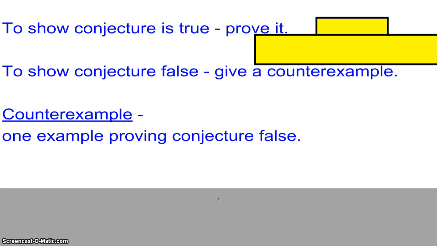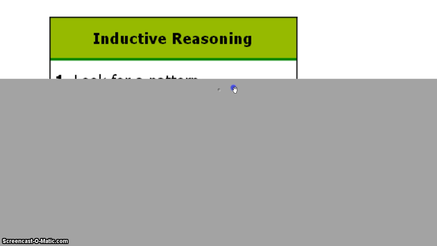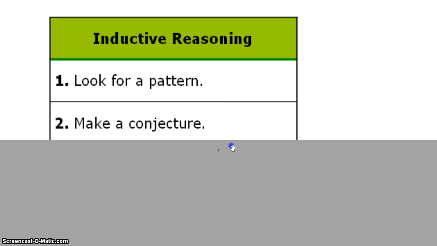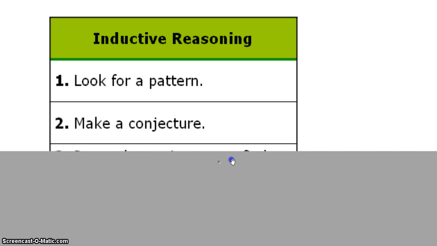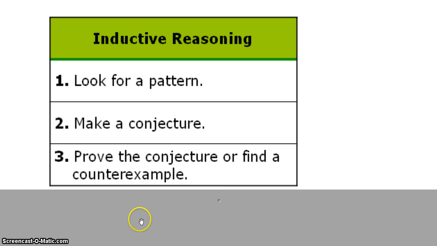Good. So we can put together a little rule box for inductive reasoning. So inductive reasoning is basically 3 steps. The first is look for a pattern. So when given a set of data, look for a pattern. And then make a conjecture. So what statement can you make when you discover the pattern? And finally, prove it or find a counterexample to disprove the statement.